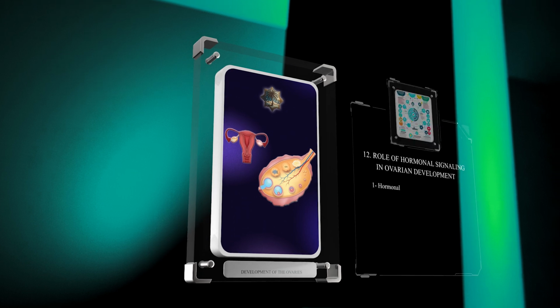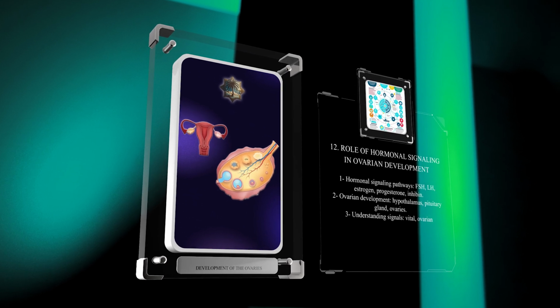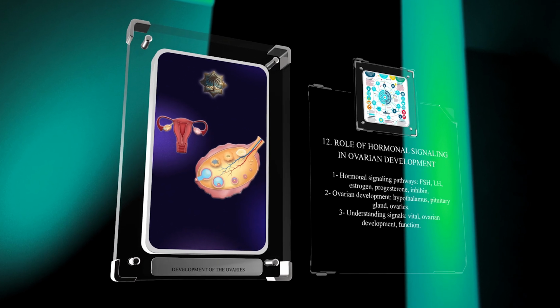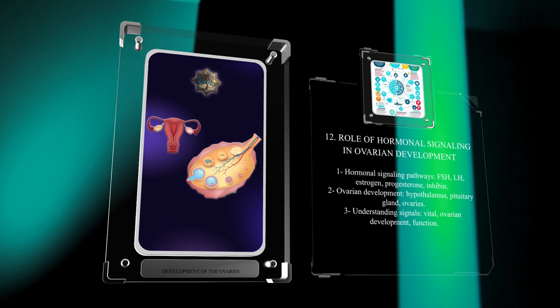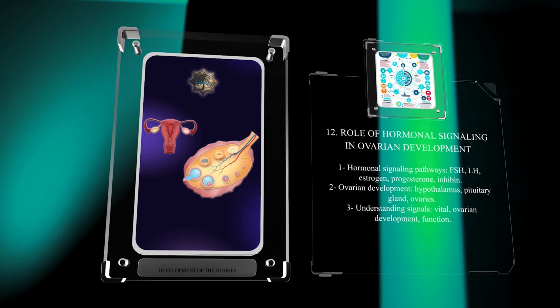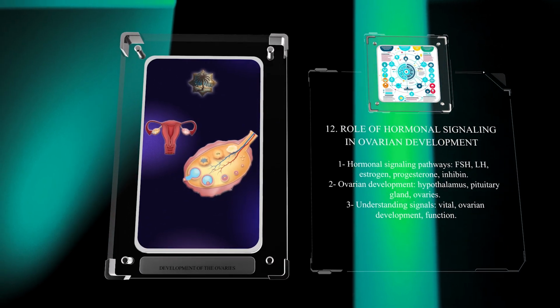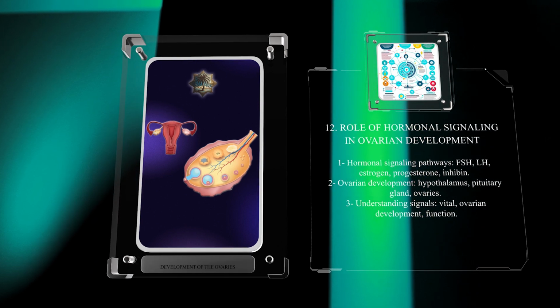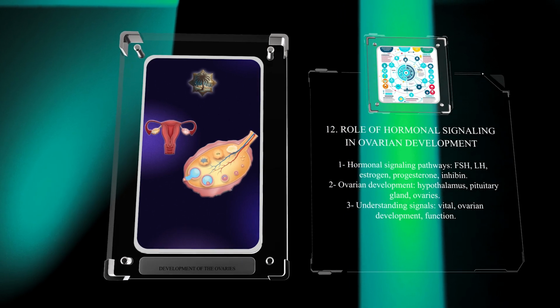Hormonal signaling pathways, involving FSH, LH, estrogen, progesterone, and inhibin, regulate ovarian development. Key players include the hypothalamus, pituitary gland, and ovaries. Understanding these signals is vital to grasp ovarian development and function.